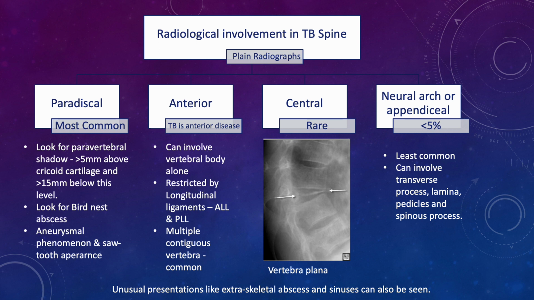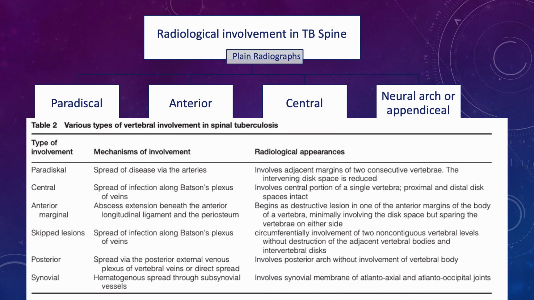Sometimes there can be unusual presentations like psoas abscess or sinuses, where involvement of bone is much less and there can be a profuse abscess. To summarize, as I told, paradiscal, central, anterior and posterior. Skip lesions can be seen if the infection spreads along the Batson's plexus of veins. Synovial involvement is seen in CVJ tuberculosis, and it can involve the synovial membrane of the atlantoaxial and atlanto-occipital joints.